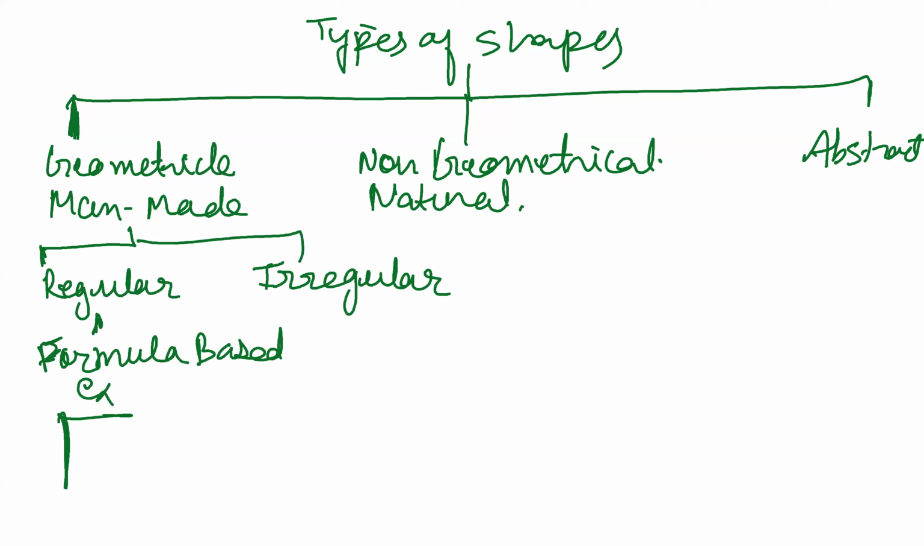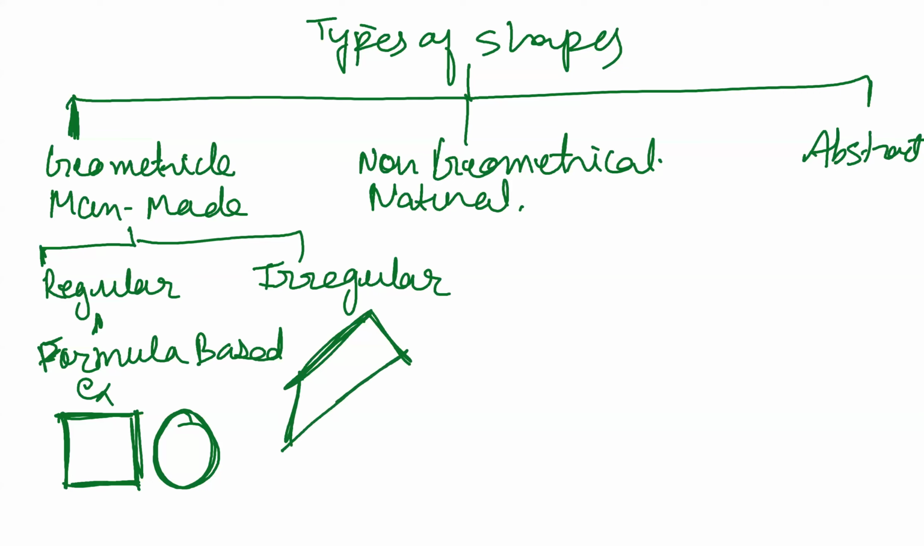Example, square, circle. Got it? Now irregular. This is a geometrical shape, but irregular. I don't have any formula for this. Is it a geometrical shape? Is it a quadrilateral? Class, is it a quadrilateral? Yes, ma'am. But it is irregular geometrical shape. I don't have any formula to create it. But for creating square, circle, rectangle, triangle, I do have a formula to create it.